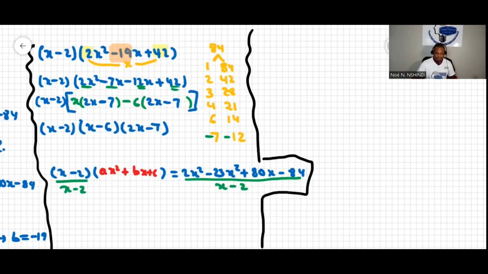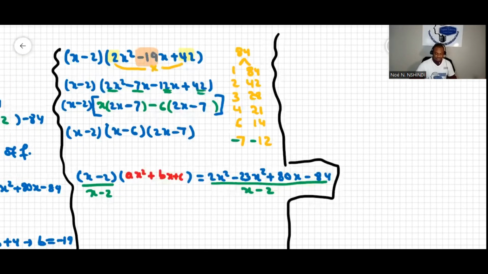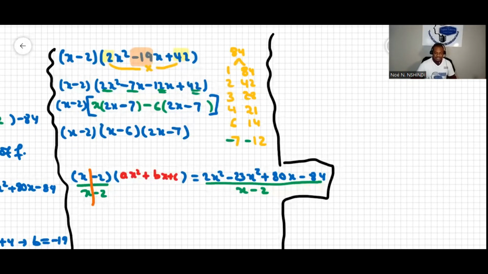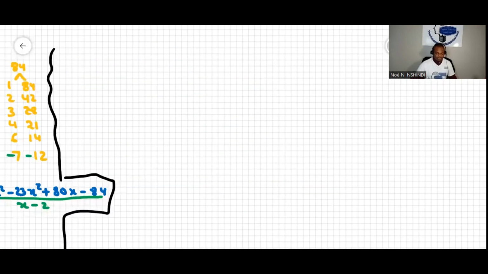On the right, I'm gonna move my board over here like that. This means, okay, because this will be simplified, and then ax squared plus bx plus c will be equal to the function divided by x minus 2. So we can do that by long division. This will be written as x minus 2, okay, and then we're gonna write this. So 2x cubed minus 23x squared plus 80x minus 84.